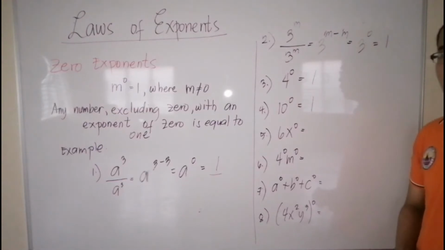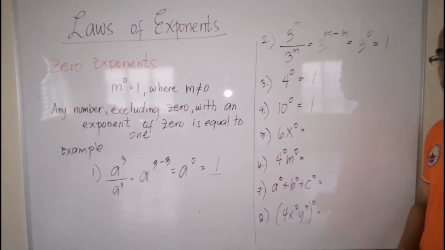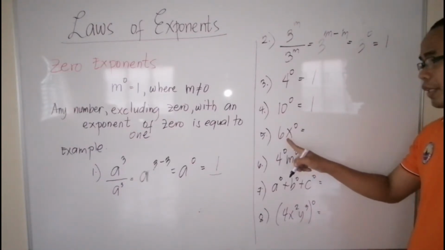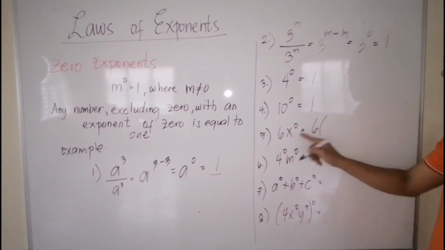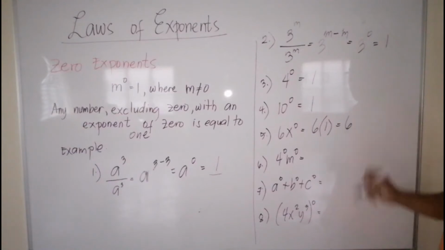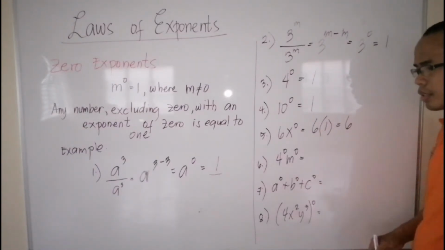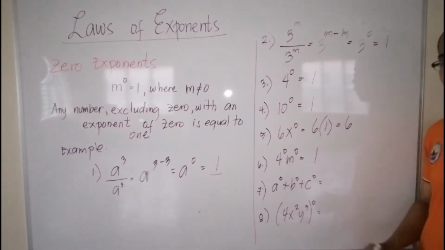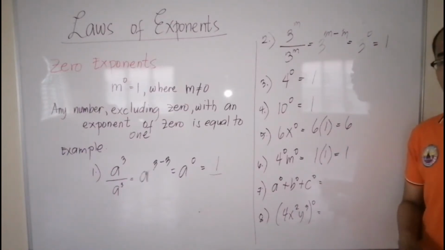6x raised to 0. What is the answer? 1 or 6? Okay, so let's check. So for example, number 5, ang may exponent ng 0 is yung variable x lang. So ibig sabihin ito lang yung magiging 1. So x raised to 0 is equal to 1. So 6 times 1 is equal to 6. Okay? So may pagkakaiba tayo dyan. Number 6. 4 raised to 0, so automatic yan ay 1. M raised to 0, yan ay 1. So it means the answer is 1.